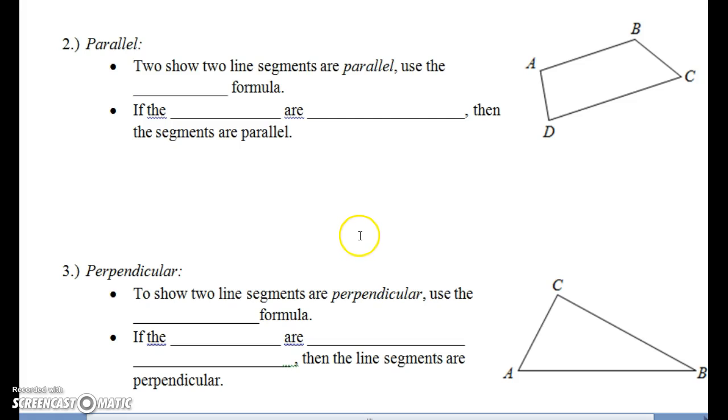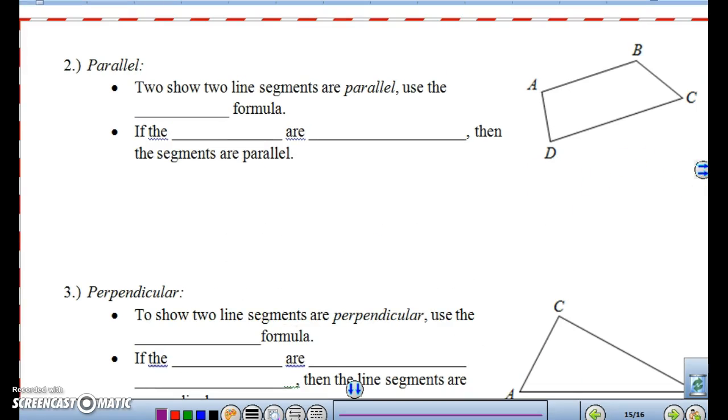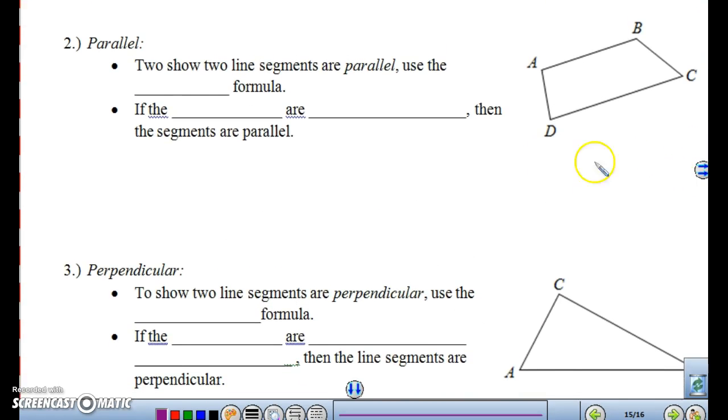The next one we want to look at is parallel. If we want to show that two line segments are parallel, what do we have to use? Well, what do we know about parallel lines? They have the same slope, so we would have to use the slope formula. If the slopes are the same or equal, then we could say the segments are parallel.